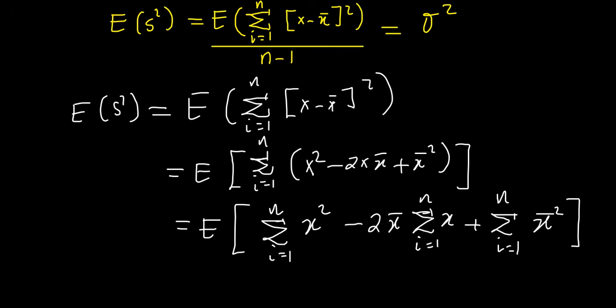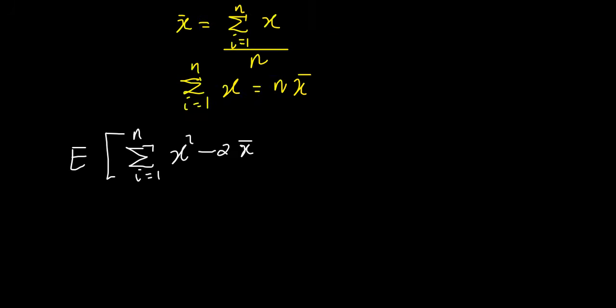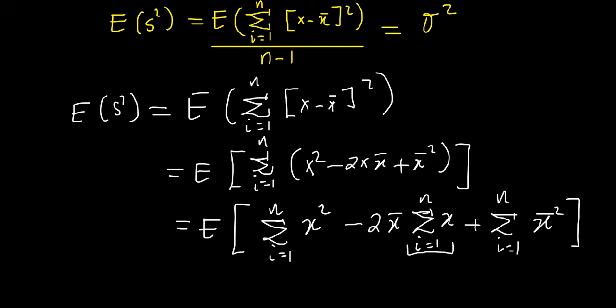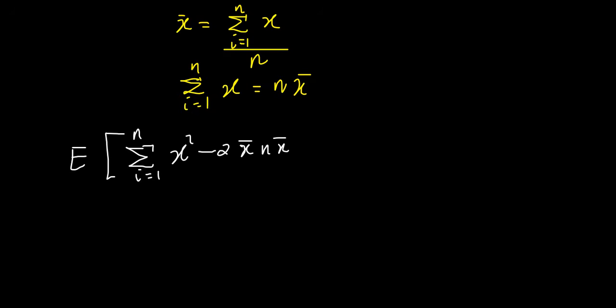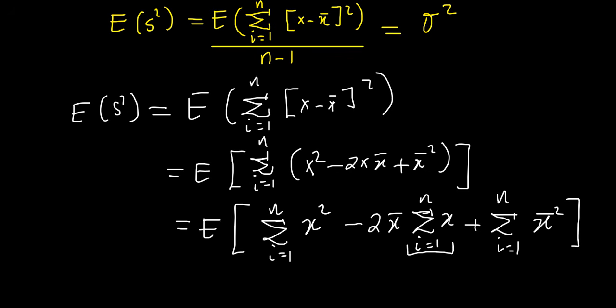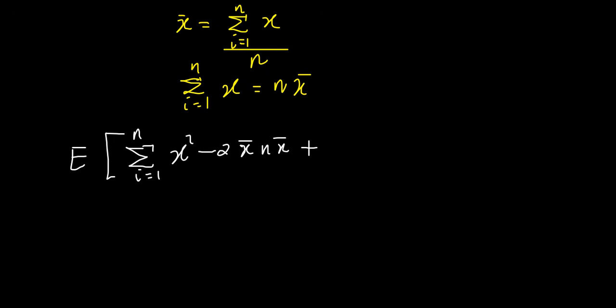But now where there was summation of x, can you see where the summation of x is here? I'm going to substitute. Remember, summation of x is the same as n times the mean. Okay, and then we have got plus the summation of the mean squared. But again, another thing we need to know: say if you have got x plus x plus x plus x, what are we going to get? There are 4 x's. It will just be 4x, isn't it?